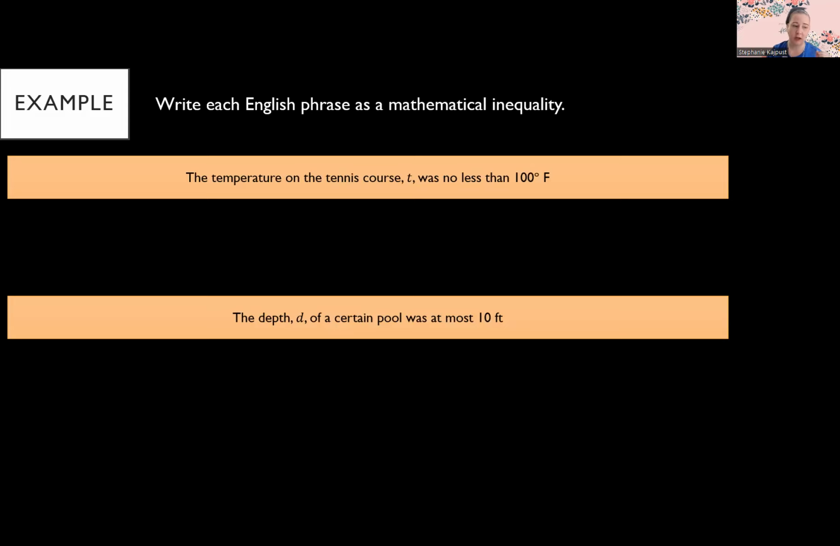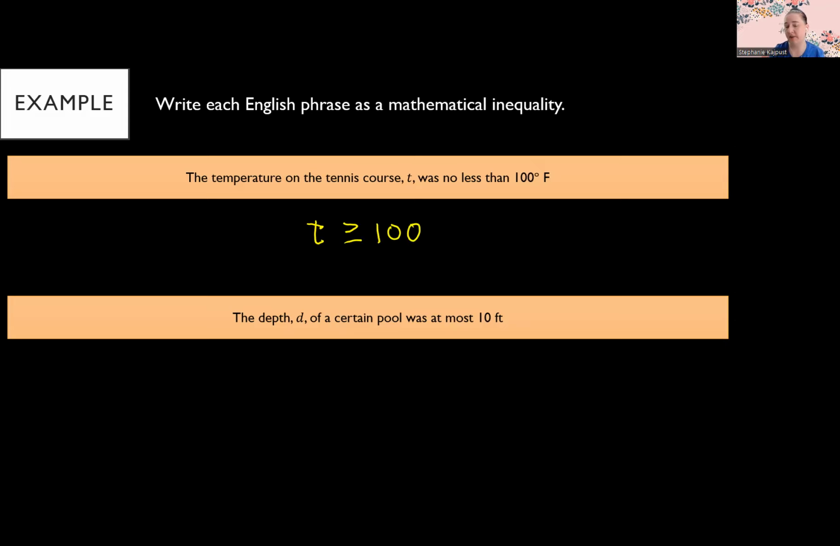The temperature on the tennis court, T, was no less than 100 degrees. So it's not less than 100 degrees, which means it's 100 or higher. This is a greater than or equal to, because it's not less. The opposite of not being less is equal to or greater. So we're using T for temperature. It's greater than or equal to 100.